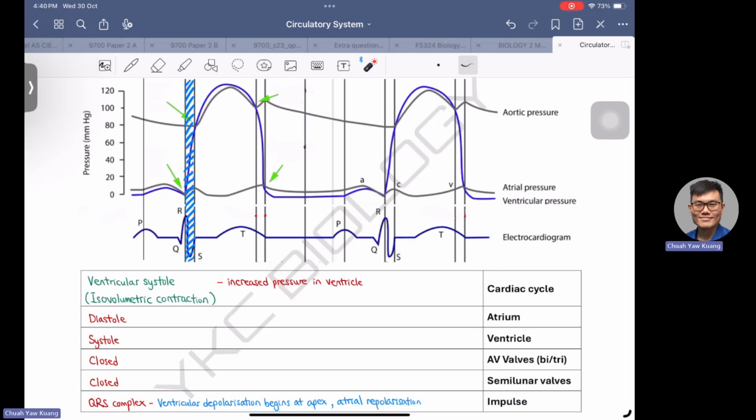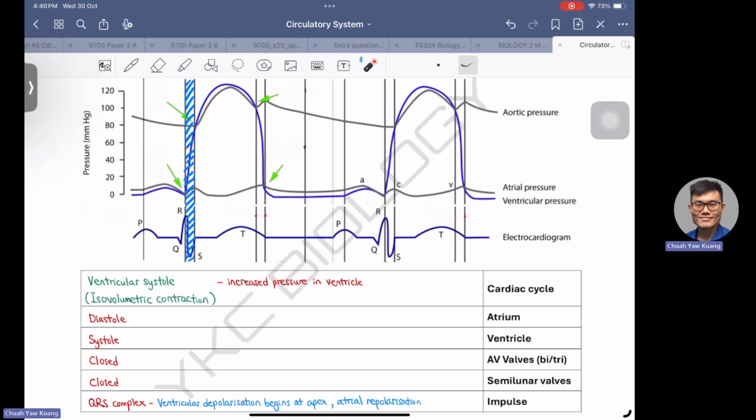So during this time, the atrium has started to relax. That's why the atrium has started the diastole phase. Starting from here, the atrium will keep on undergoing diastole until the next P wave. So the atrium will be in diastole, but the ventricle has now become systole.